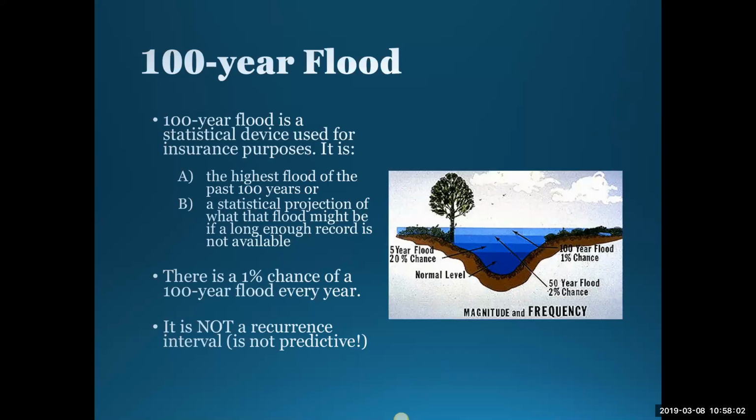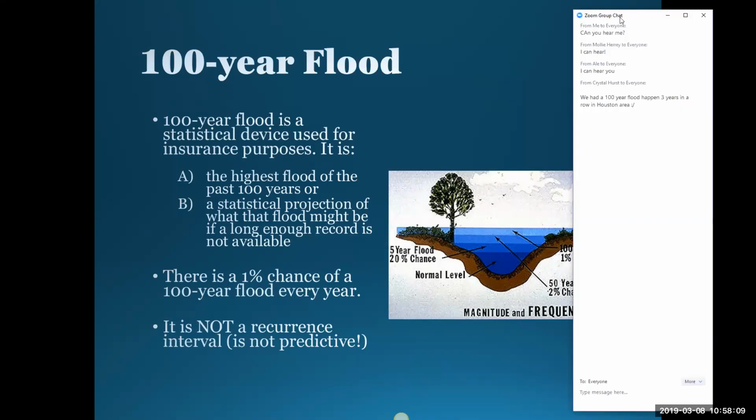Crystal's, I moved the group chat over because I couldn't run the PowerPoint and have it up on the screen. She said, we had a 100-year flood 3 years in a row in Houston. Yes, absolutely. That happens all the time. And people get really confused, like, oh, that means we're having the worst luck ever. And it gets everyone really anxious. And I mean, that's pretty unlikely. There's a 1% chance every year, and you had it 3 years in a row.